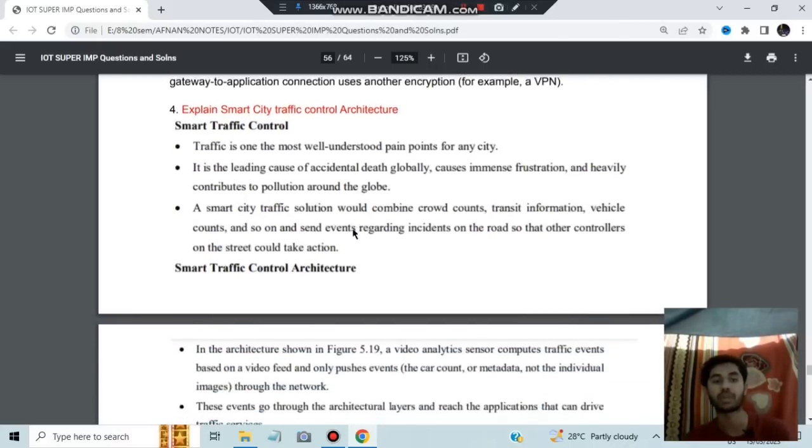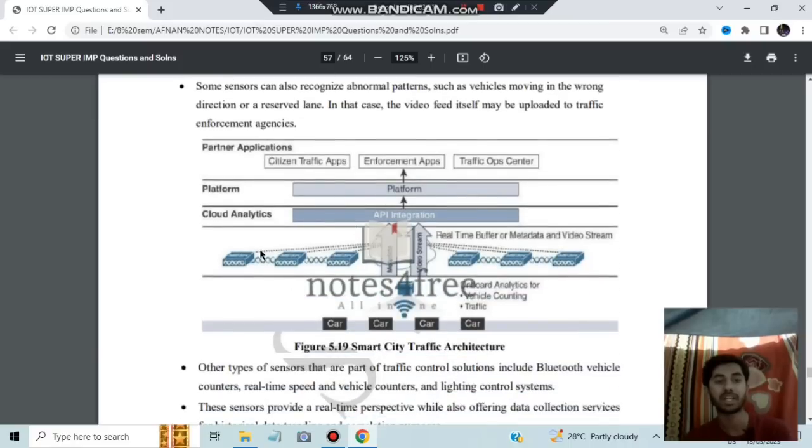After adding that much, you have to add the architecture which is given here. Different layers are there: cloud analytics, platform, and partner applications. Based on that, you will be getting the data from these sensors here, and from the car data, you will be detecting the cars, counting the vehicles, all those things. Okay, and it will be sent to the final apps, which will be showing the optimized solutions of what needs to be done.